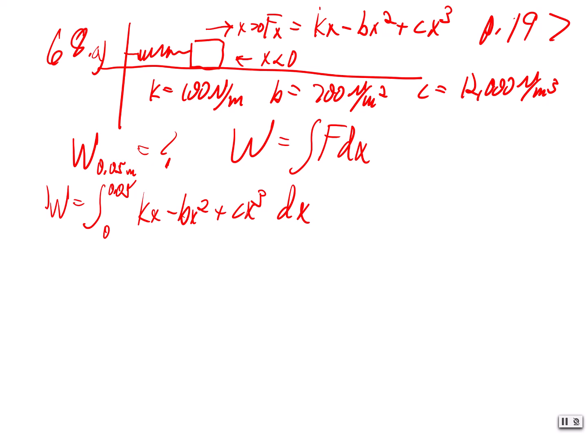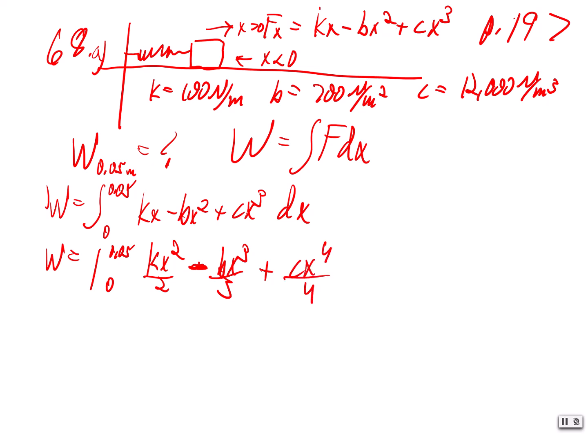Okay, when we start integrating, it looks like this. The work is equal to the evaluation from 0 to 0.05. We're not going to need to do the final minus initial at 0, because 0 times whatever is 0, so I'm not going to show you that part. When we integrate kx, it becomes kx squared over 2. When we integrate the negative bx squared, it becomes bx cubed over 3. And when we integrate cx cubed, it becomes cx to the 4th over 4.